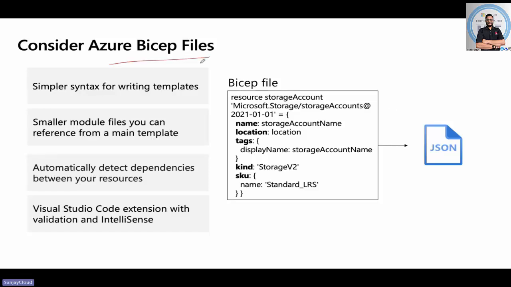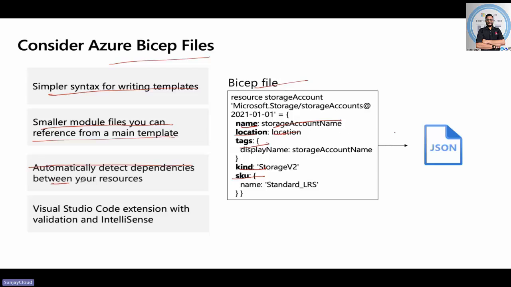Configure Azure Bicep files. Again, it's a simpler syntax for writing templates. You can reference smaller module files from the main template, linking them to your main file. Again, modular and linked, like you can see here, a Bicep file for a storage account, in which we define the storage account name, location, tags, kind, and SKU. There are two types of files which you will get: the main file, template.json, and parameter.json. This parameter.json is known as a Bicep file.